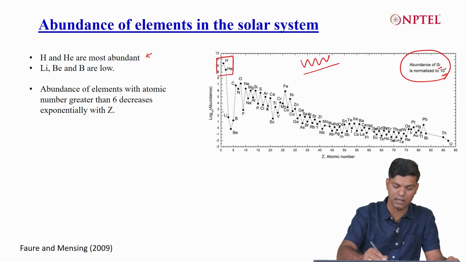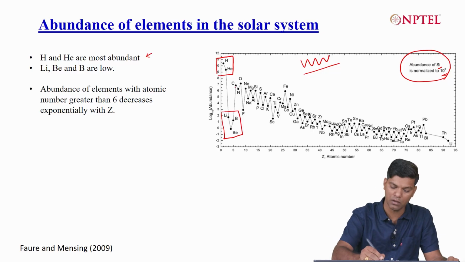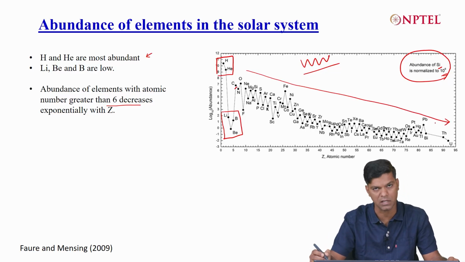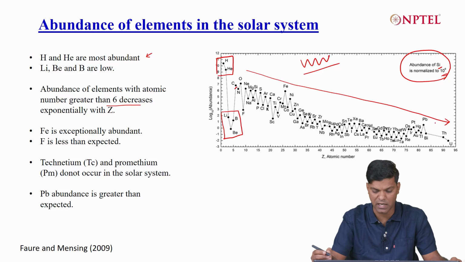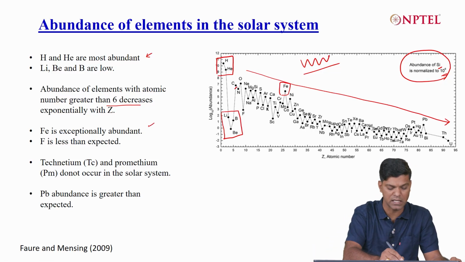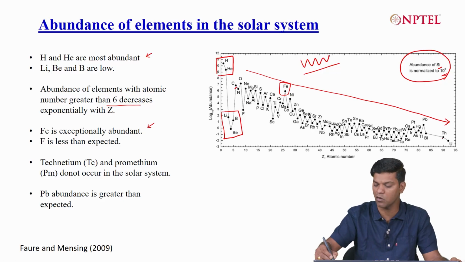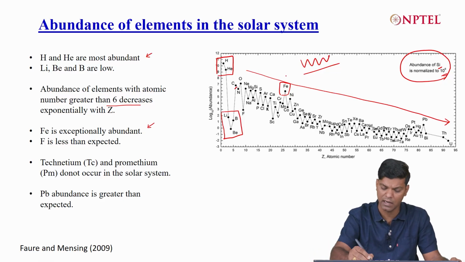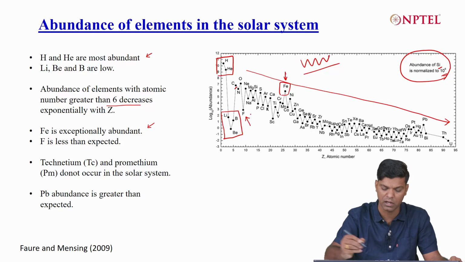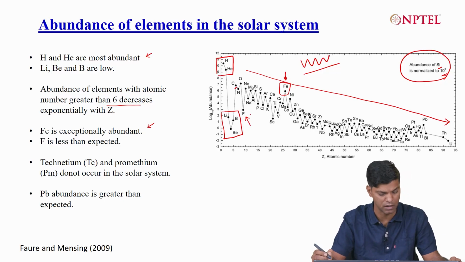Interestingly, there is a dip for lithium, beryllium and boron, and if you look at any element after carbon, there is an exponential decay in the abundance of elements in our solar system. To notice some other trends here, you will see that the iron abundance is exceptionally high. If you compare to the background value of this declining trend, then the iron concentration is high. And there is another point we must notice: for some reason the fluorine concentration is lower in our solar system.